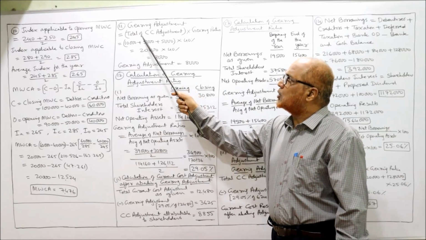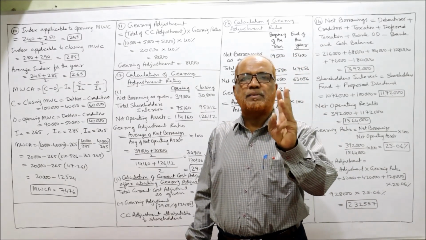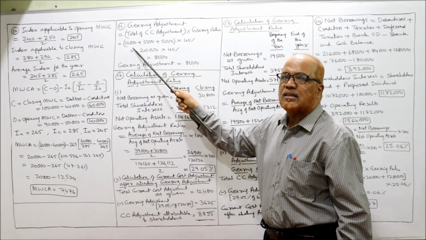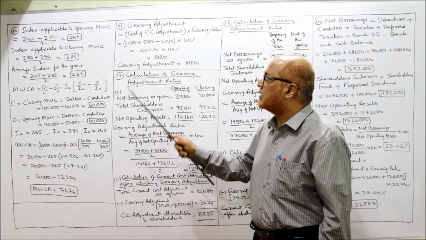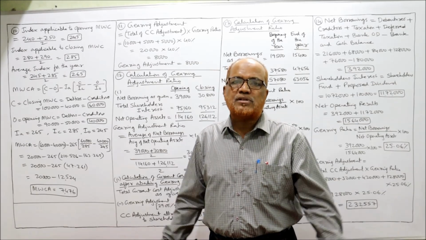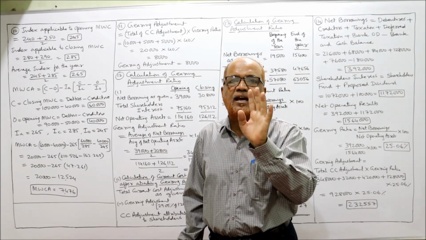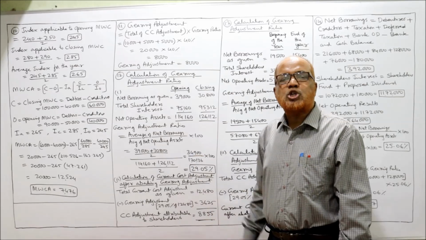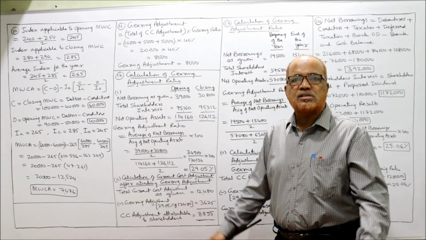Gearing adjustment: total of current cost adjustment. In the problem we are given three adjustments: depreciation adjustment, COSA and MWCA. Add up the three, 10,000 plus 5,000 plus 5,000. This is the total current cost adjustment, 20,000, into the percentage of debt. Debt is 40%. So 40% of total current cost adjustment is the gearing adjustment. Total current cost adjustment 20,000 and proportion of debt 40%. So 40% of 20,000 is 8,000. 8,000 is the gearing adjustment.